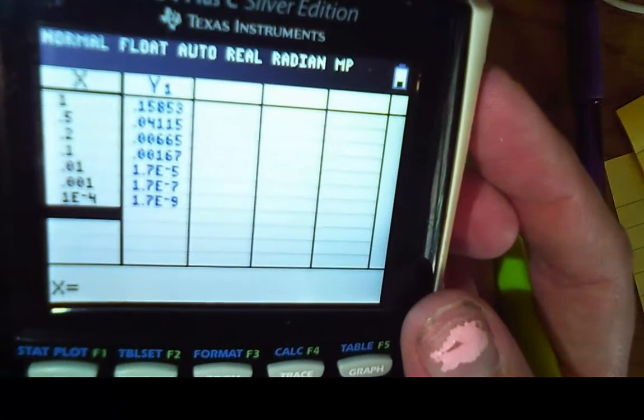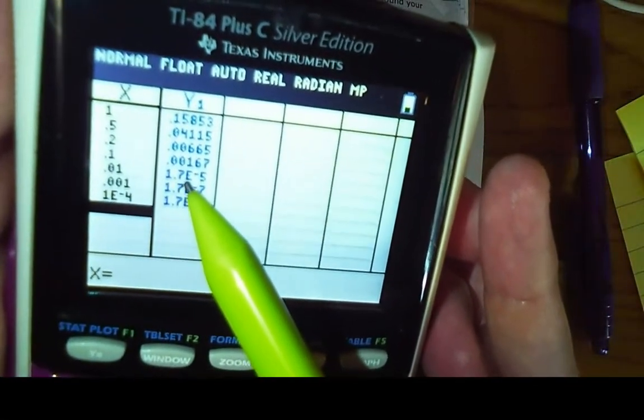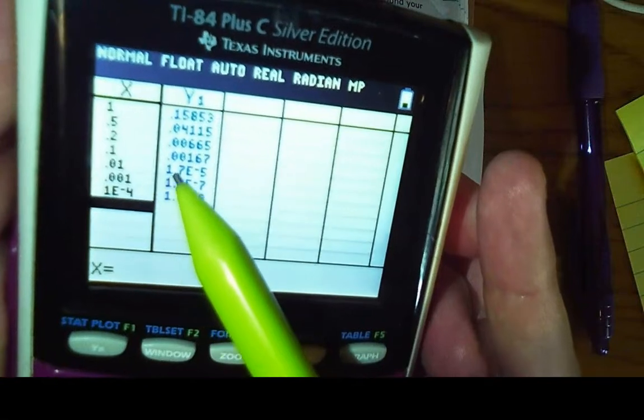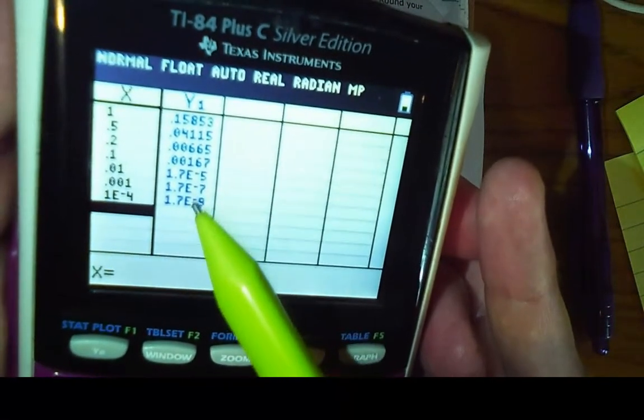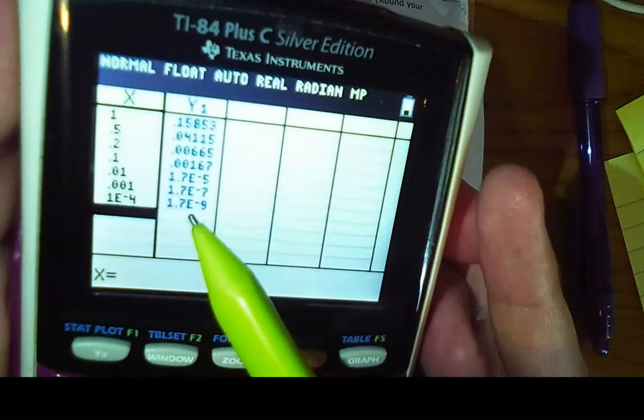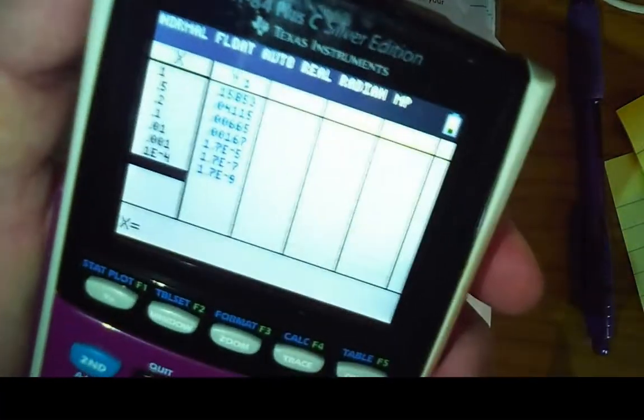So what do you have? What you have is those numbers right there. First of all, what does that little e mean? This is basically scientific notation. So you've got 1.7 times 10 to the negative 5. So these numbers are getting infinitely small, but they are still positive.